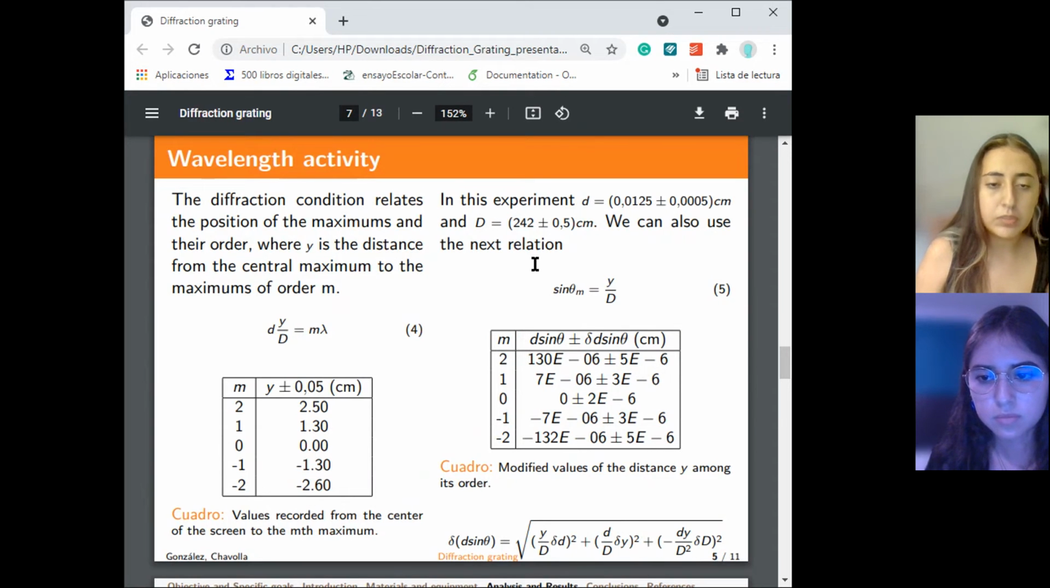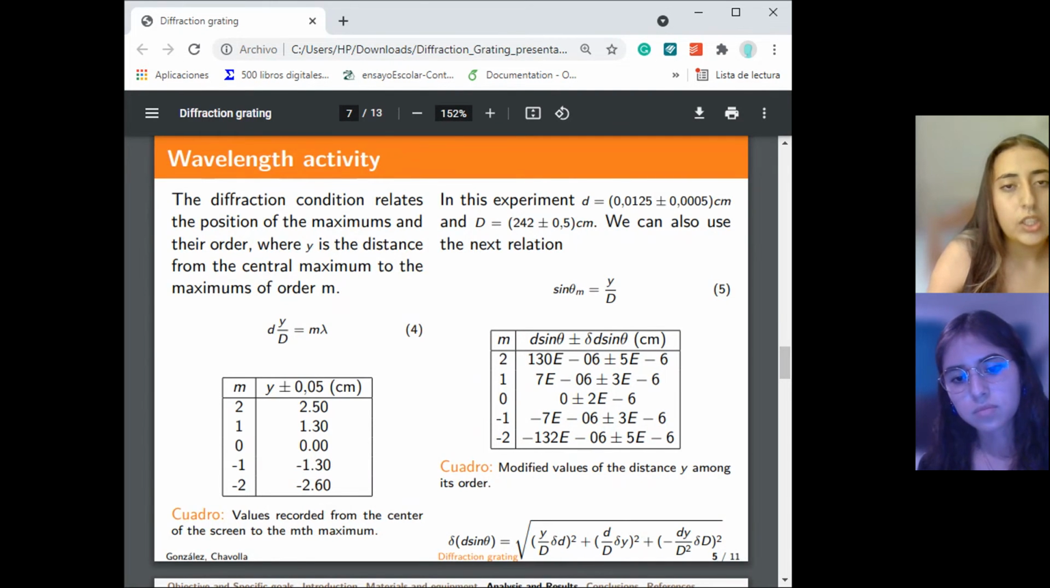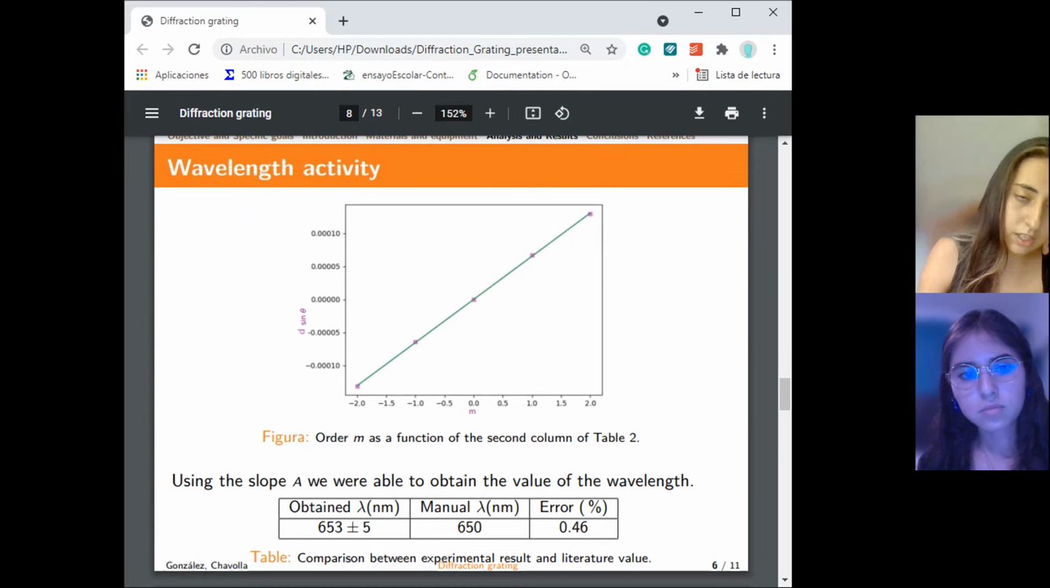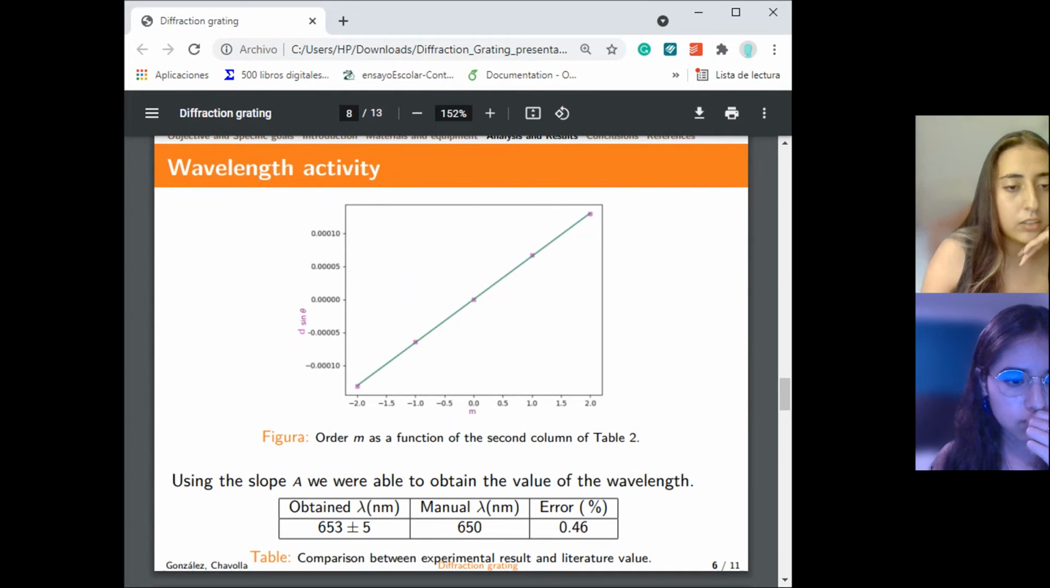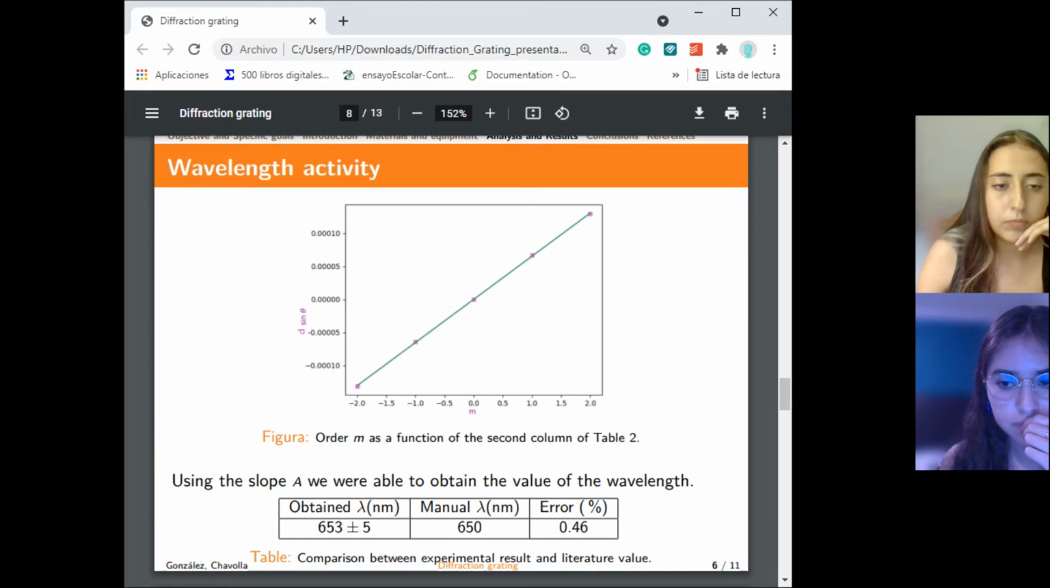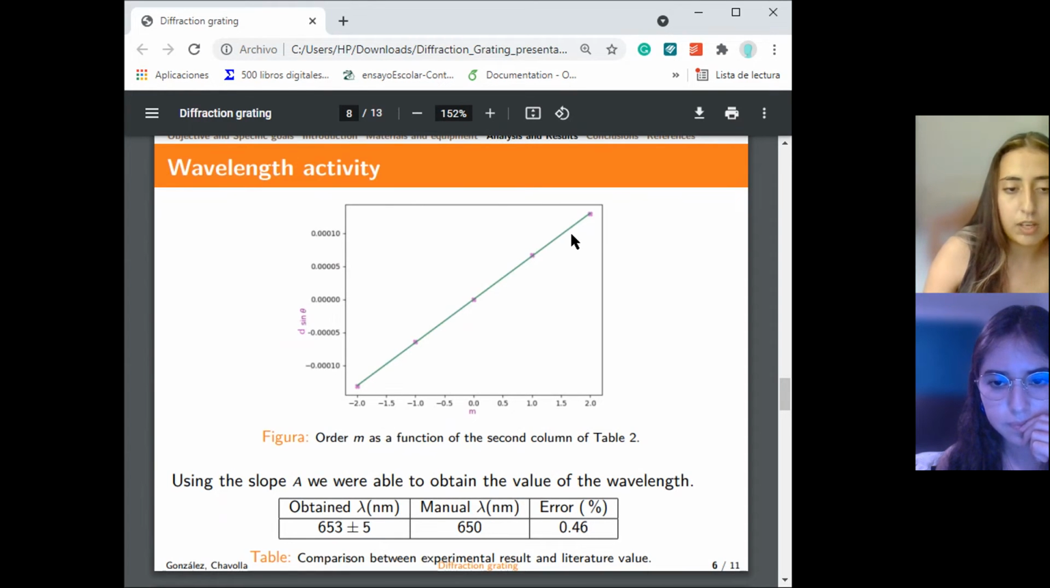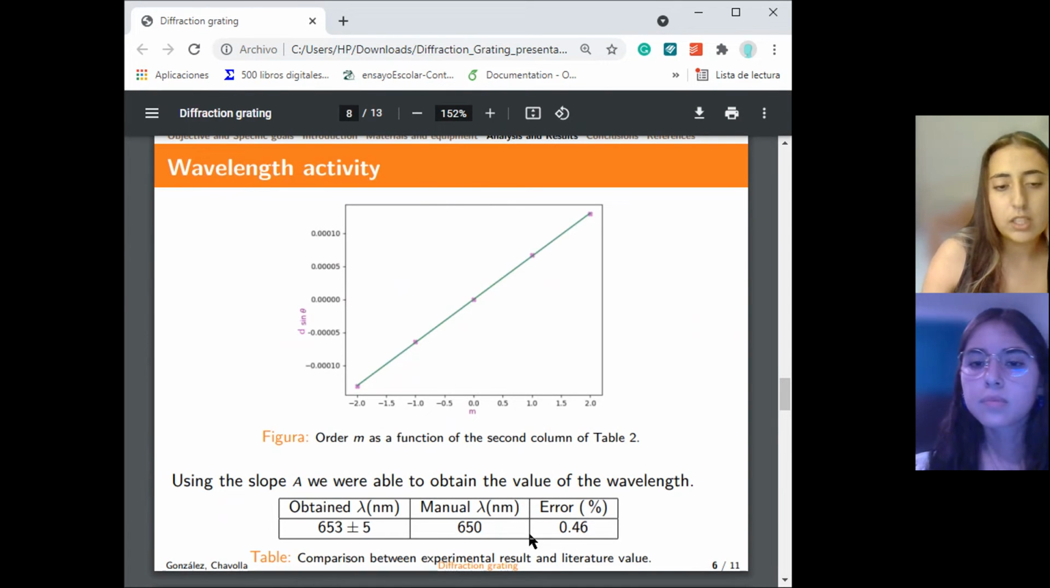And then we obtain the uncertainties related to this table in the equation below. With the data obtained in the second column of the previous table, we plotted it as a function of the orders m, as we can see here. Therefore, we did a linear adjustment where we were able to obtain the wavelength using the slope. The wavelength lambda obtained was 653 plus minus 5 nanometers, and we compared it to the manufacturer's manual of 650, and we obtained an error percentage of 4.46%.